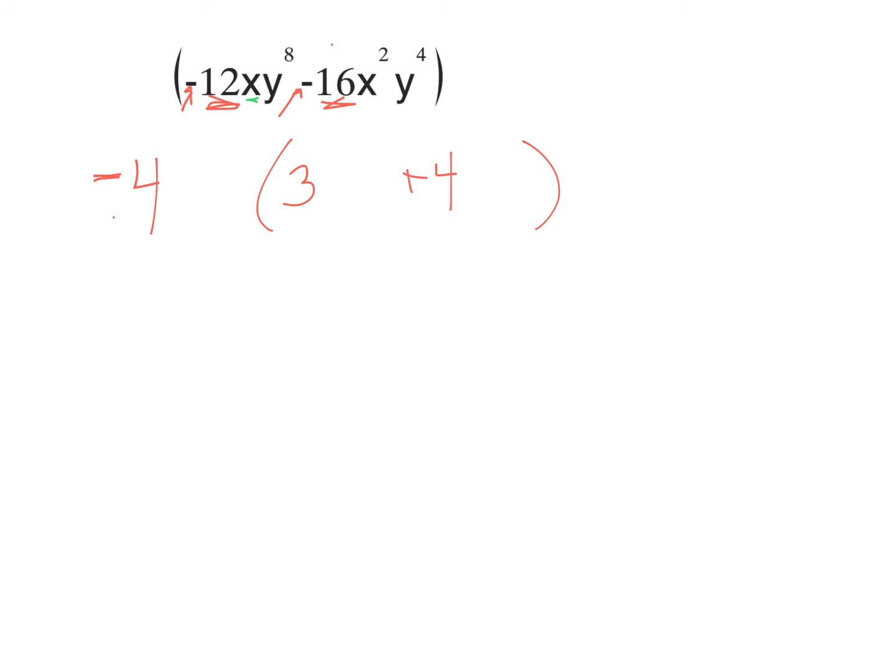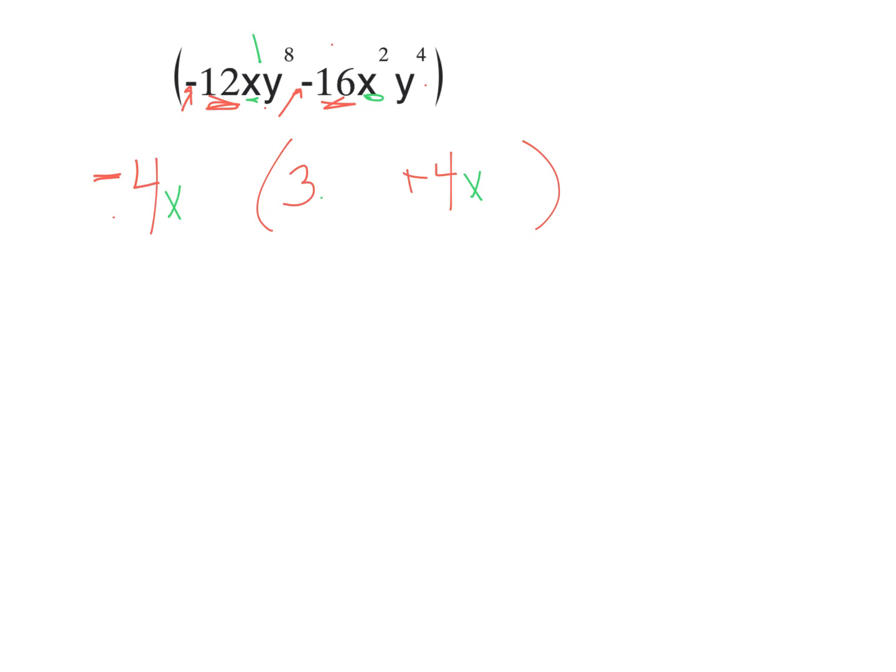X's, I have x and x squared. So how many x's can I take out? Now remember, this is x to the 1st over here, not x to the 11th. X to the 1st. So technically, I can only take out one x. No x. And I have x to the 1st here.